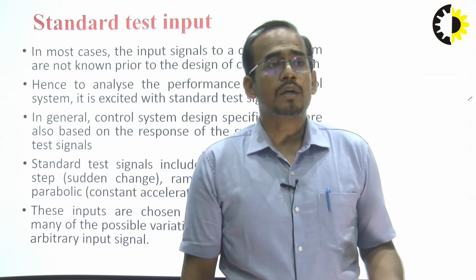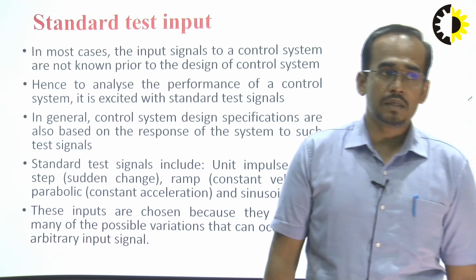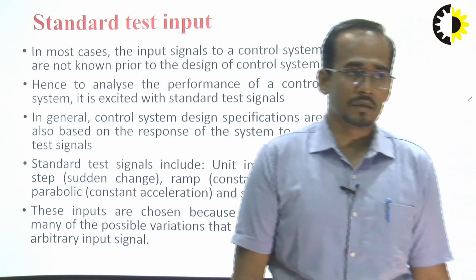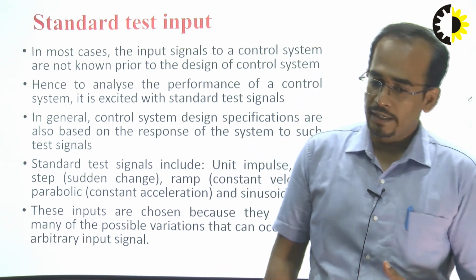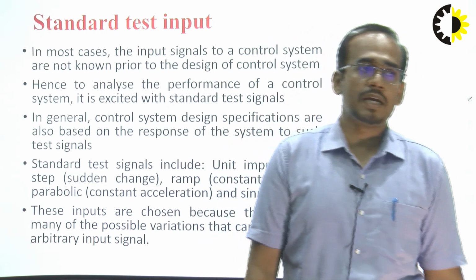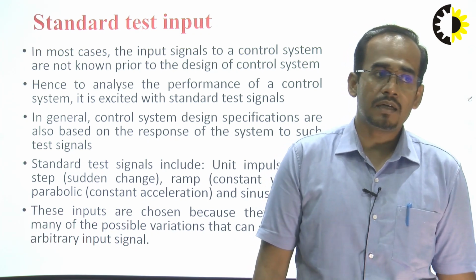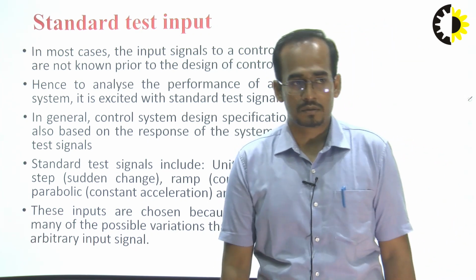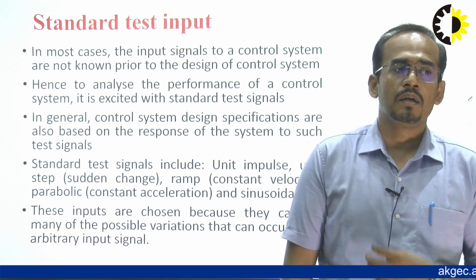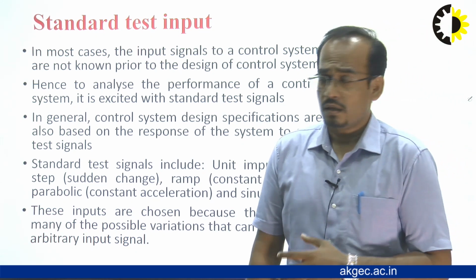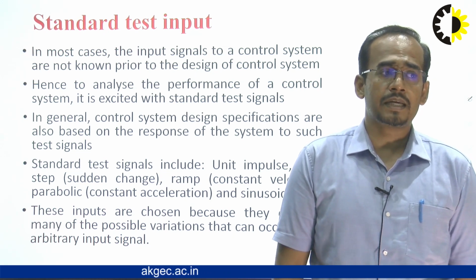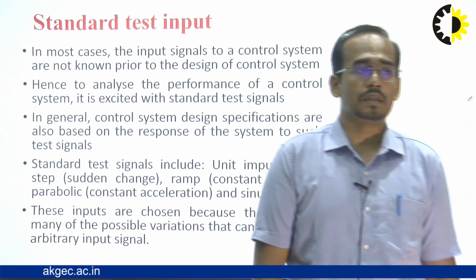So, in general, control system design specifications are based on the response of the system to such test signals. It may be possible to use different signals, but the system is tested on these standard signals that are available. These inputs are chosen because they are capable of representing possible variations that can occur in arbitrary signals.